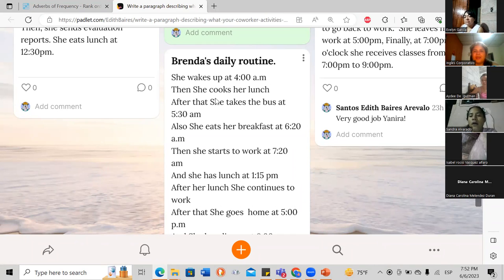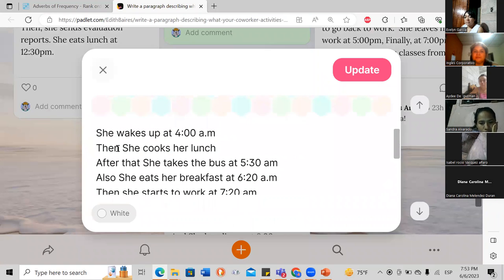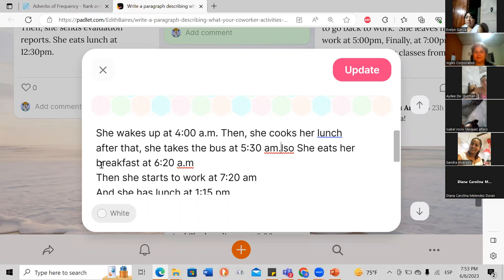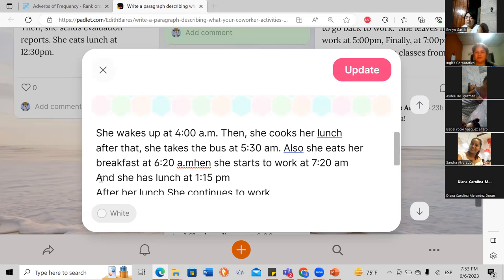She wakes up at 4 a.m. Then she cooks her lunch. Okay, vamos a editar. Recuérdense, cuando no tenemos punto antes, no es necesario utilizar letra capital. Okay. Si tenemos un punto, sí. She wakes up at 4 a.m. Then she cooks her lunch. After that, she takes the bus at 5:30 a.m. Also, muy bien, aquí ya me está usando linking words. Also, she eats her breakfast at 6 a.m. Then she starts to work at 7:20 a.m.